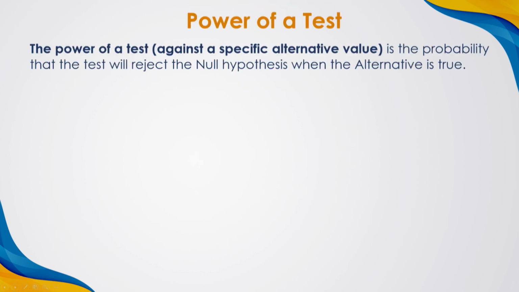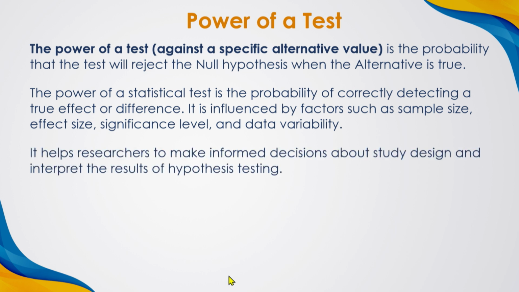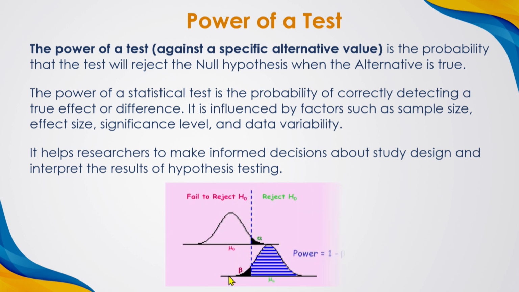Next we can define the power of a test. The power of a test, against a specific alternative value, is the probability that the test will reject the null hypothesis when the alternative is true. The power of a statistical test is the probability of correctly detecting a true effect or difference. It is influenced by factors such as sample size, effect size, significance level and data variability. It helps researchers make informed decisions about study design and interpret the results of hypothesis testing.